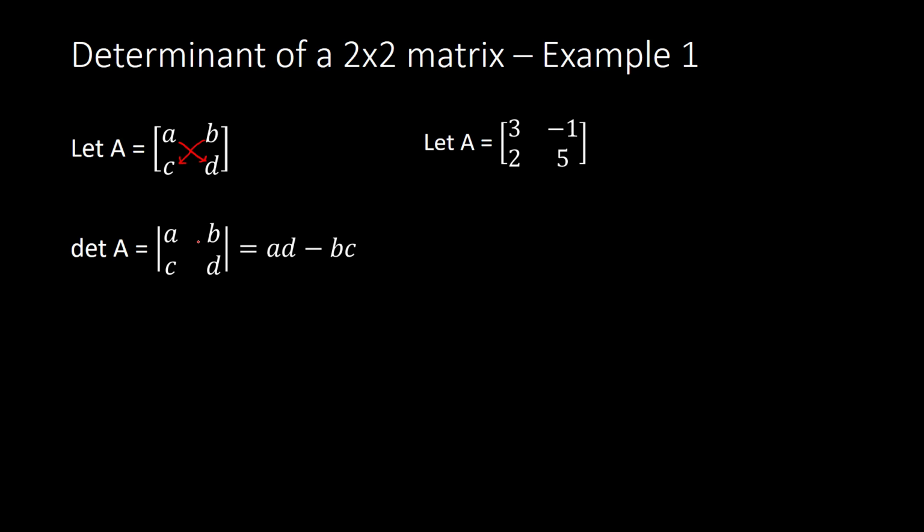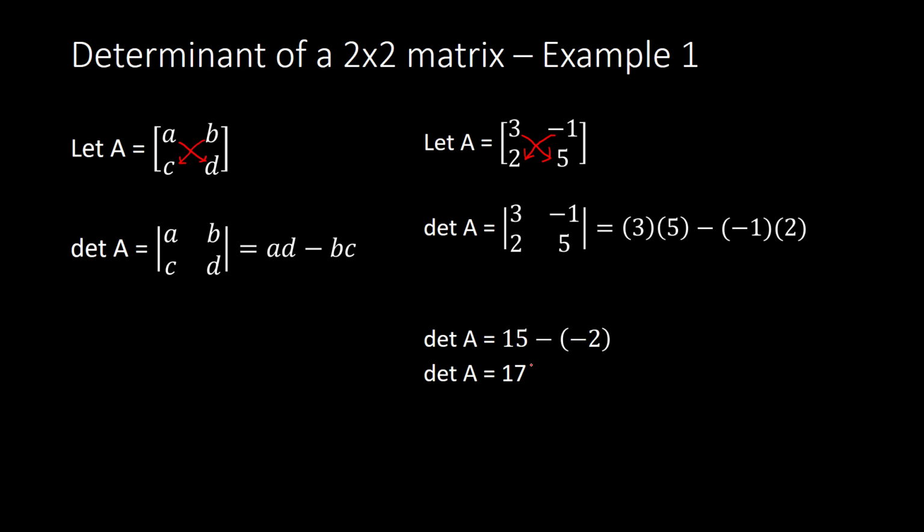So for example, if you had real numbers, 3, 2, -1, 5, to find the determinant of this matrix, I take 3 times 5 and then subtract that by -1 times 2, which gives me 15 minus a -2, which would equal a positive 17. And that's all there is to it. You just multiply and then subtract.